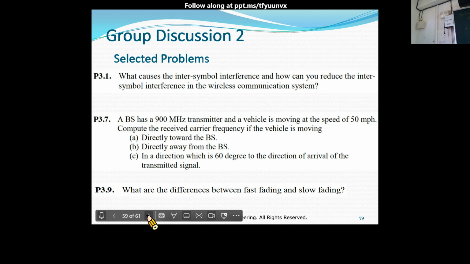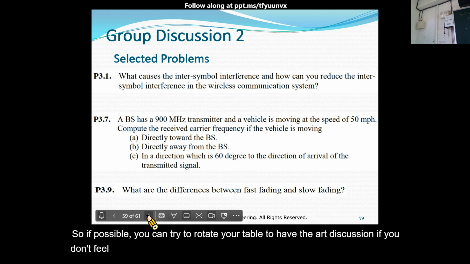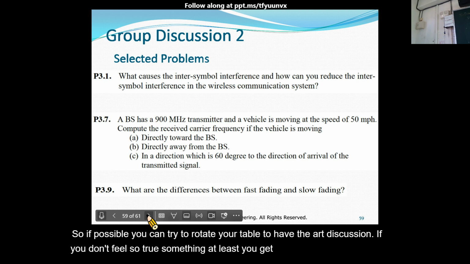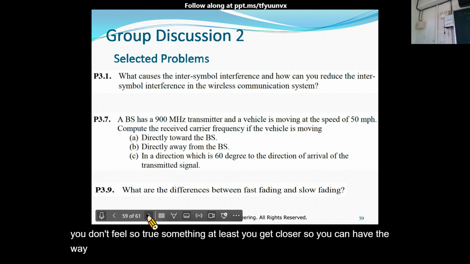So if possible, you can try to rotate your table to have discussion with others. If you don't feel so sure, at least you get closer, so you can have the proper discussion for sure, no problem.